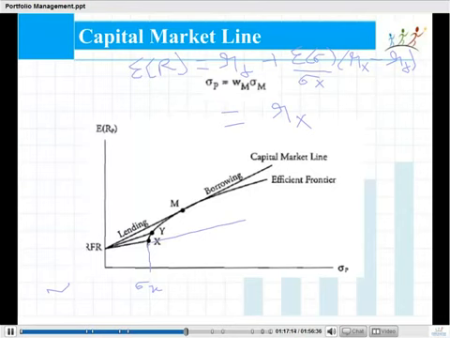So if the expected risk is sigma x, that is, I have 100% weight in the risky asset, so my expected return will be the return on x. If the expected sigma is 0, that means I take no risk. If expected sigma is 0, then the expected return will become Rf. That is no risk, expected return is the risk-free rate. So you understand, this equation is the equation of this line.